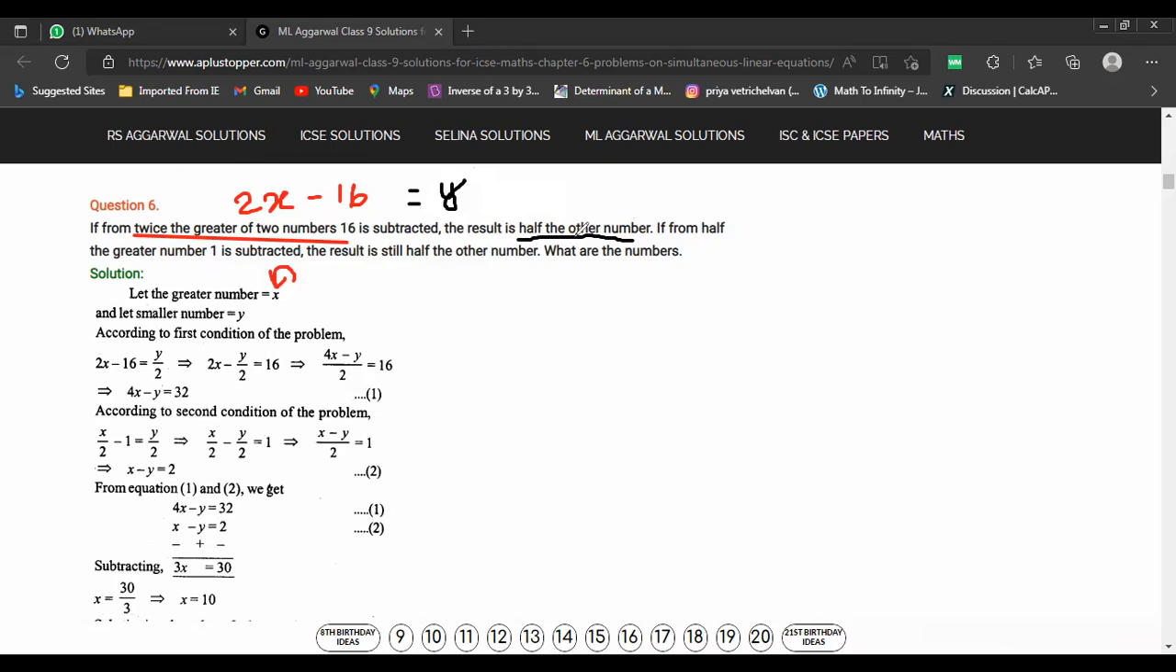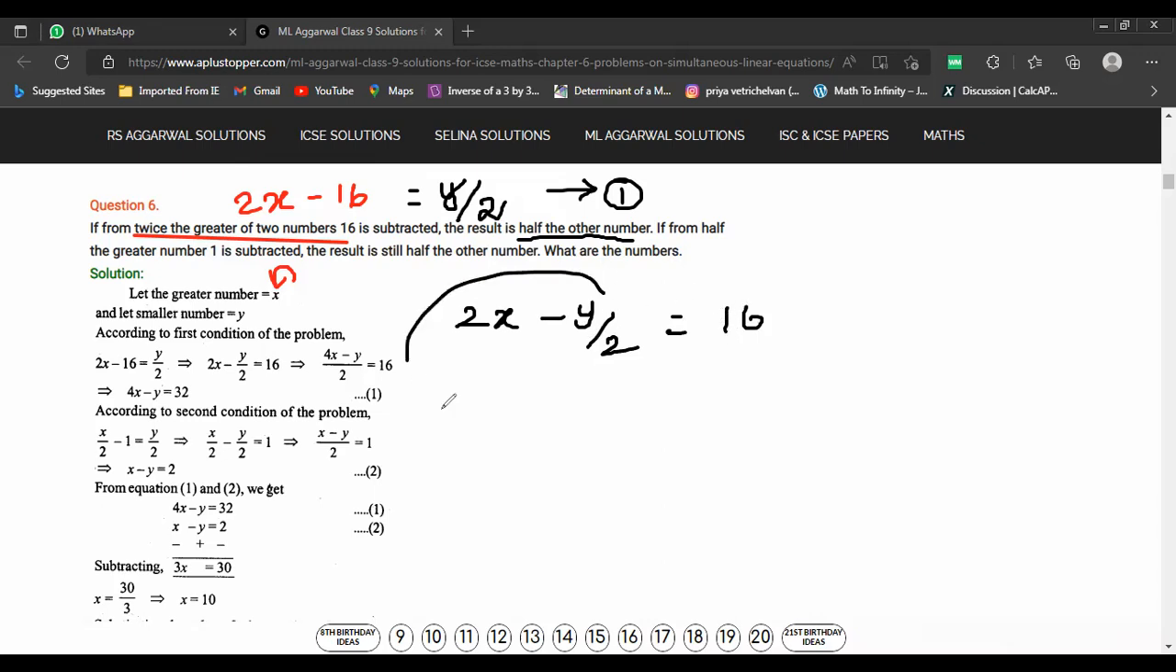Half the other number. The result is half the other number. Other number is y. Half the other number means you just have to divide the other number by 2. So this is going to be your equation 1. Can you follow this? You can still simplify this because this is y by 2 in the form of a fraction. So you just keep the variable on one side and the constant on the other side. So let's write this as 2x minus y by 2 equal to 16.